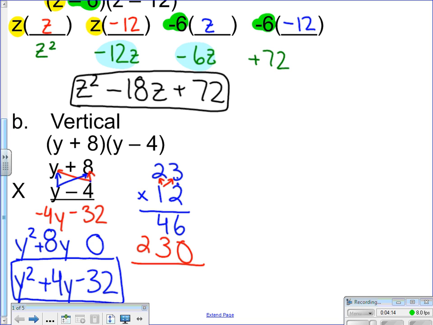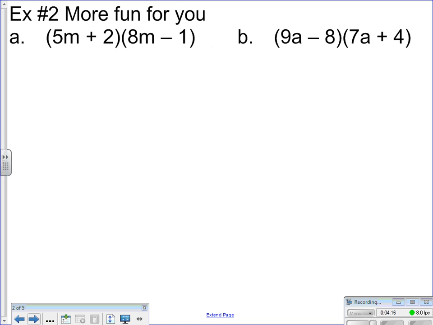All right, slide 2. Here are two problems for you to try. So pause here and try these two problems on your own.